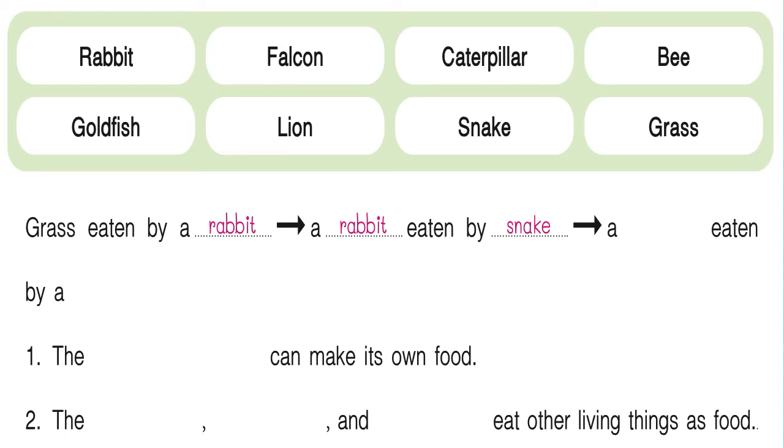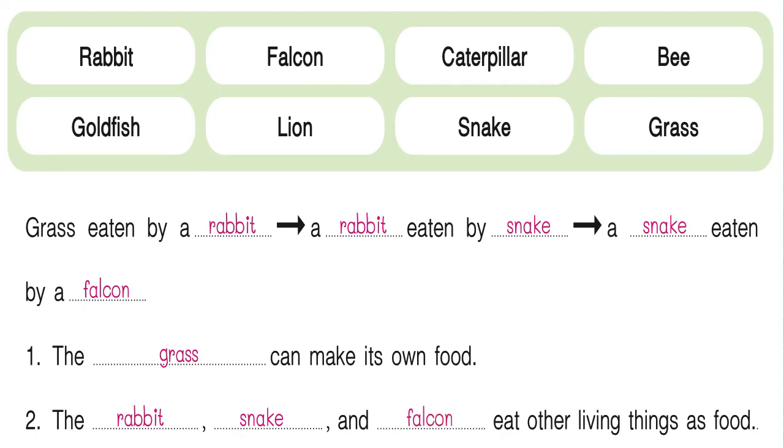Okay? A snake eaten by a... Now, the last one, who eats the snake? It's a falcon. Falcon is a type of bird. Let's complete the sentence. The blank can make their own food. Who makes their own food? It is the grass, correct. And the rabbit, the snake, and the falcon eat other living things as their food.